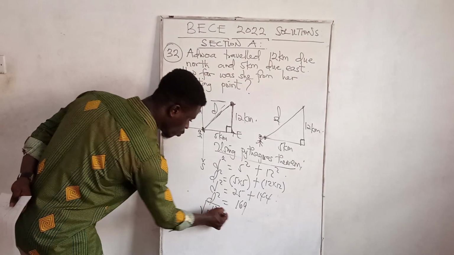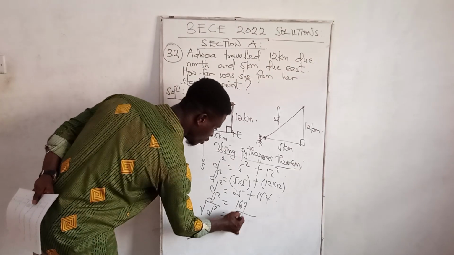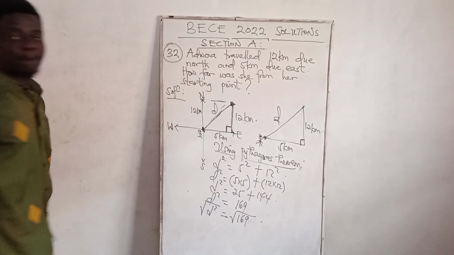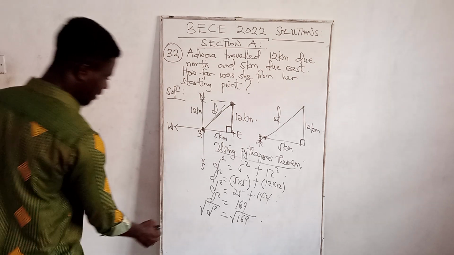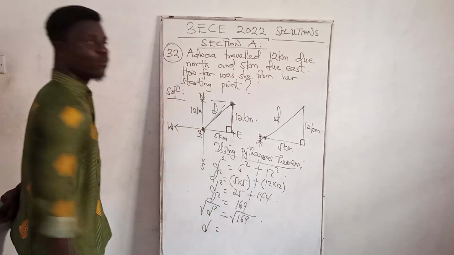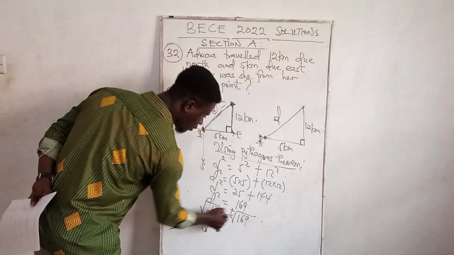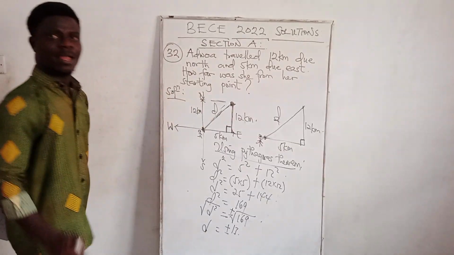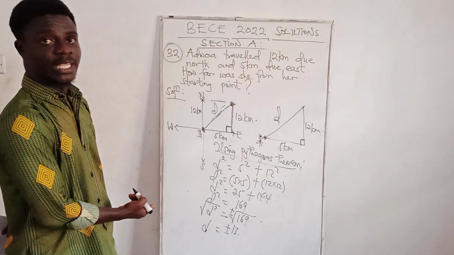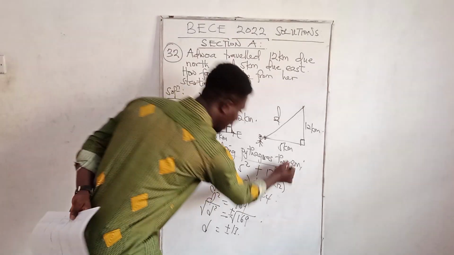So what do we do? We have to take the square root on both sides of the equation. The square root of 169 gives us 13. But don't forget, when the square root is coming, it brings plus or minus 13. But this time around, since we are dealing with distances, we don't have negative distance. So we just eliminate that.